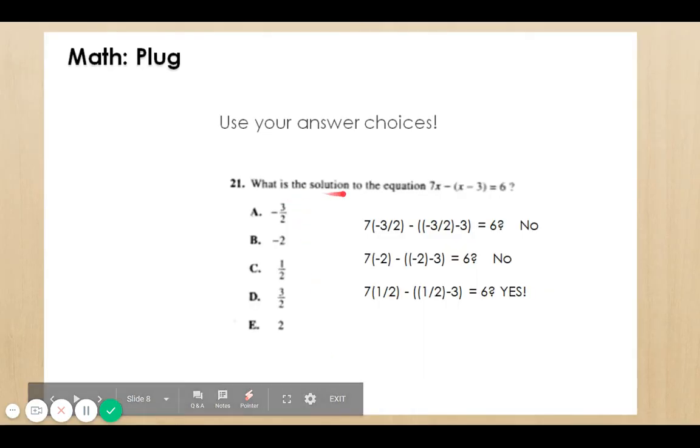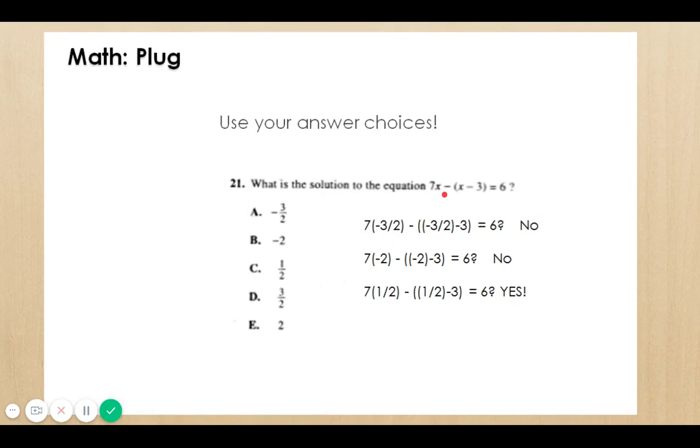So what is the solution to the equation 7x minus x minus 3 equals 6? If you know how to solve this algebraically, go for it. If you don't, you could actually plug in your answer choices. It's saying, what's the solution? So I could say, negative 3/2. I'm going to plug that in everywhere I see x, and you can use your calculator and see if you get 6 when you plug it in. Well, for A, no, you don't. For B, no, you don't. When I plug C in, yes, you do.